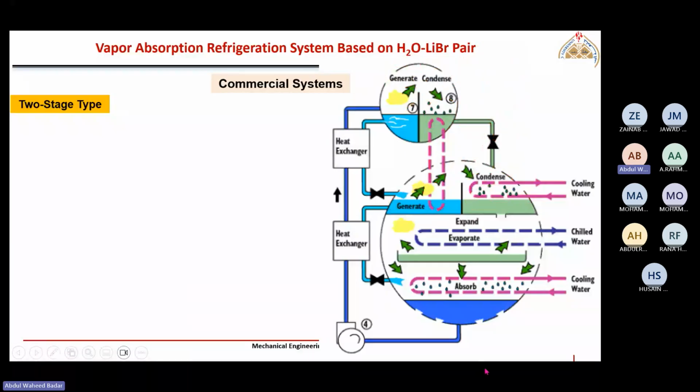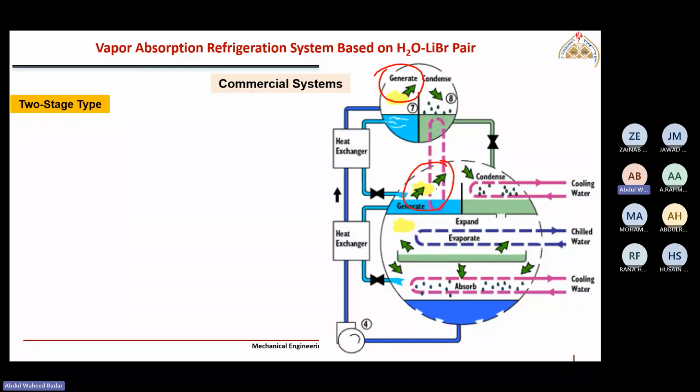Okay. So it means we are generating refrigerant not only in this generator, but also in this low temperature or intermediate pressure generator. Some refrigerant is generated here and some refrigerant is generated here. So overall, we can generate more mass flow rate, more mass of pure refrigerant, compared to single stage system. So it means the capacity can be increased.